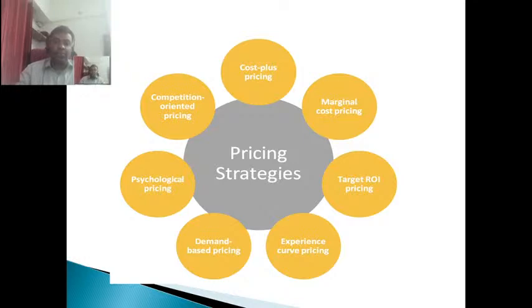Okay, if I have to give an example of price skimming, then you can take the example of Novartis, which came with methylcobalamin. Methylcobalamin is an injection which regenerates your nerves.